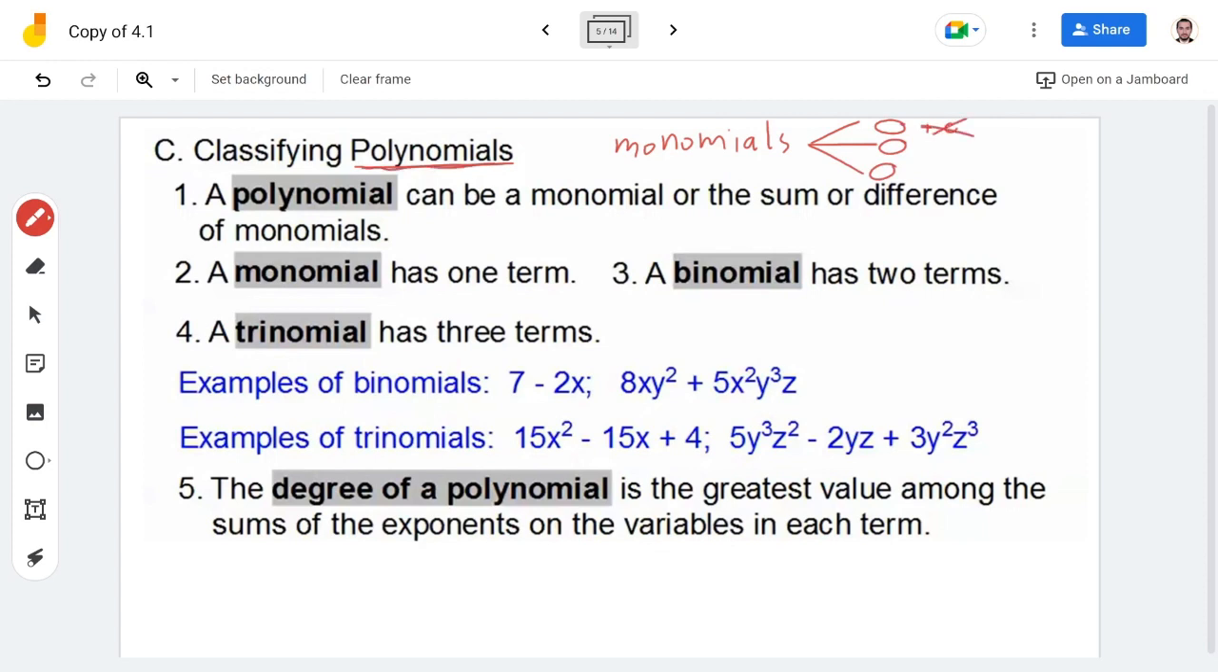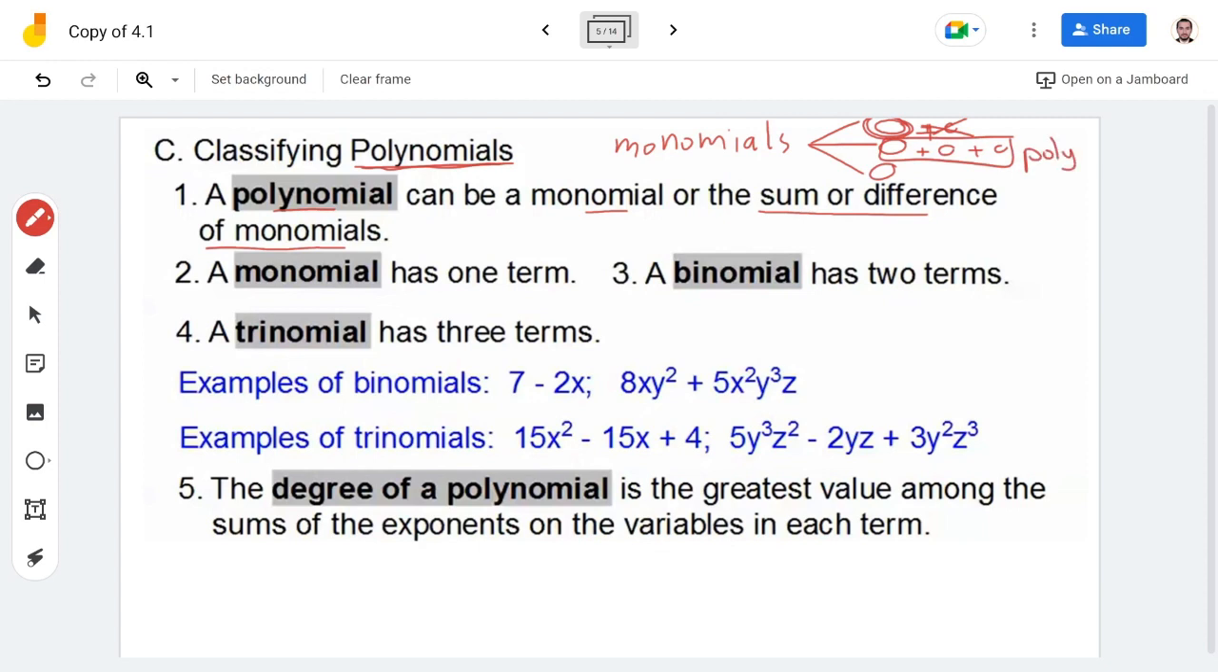Okay, now what's a polynomial? A polynomial can be a monomial or the summation or difference of monomials. So now, if we have just a number, we can call this one a polynomial, okay? Or if we have a plus, let's say plus something, then we don't call this one a monomial. We call this one a polynomial, okay?